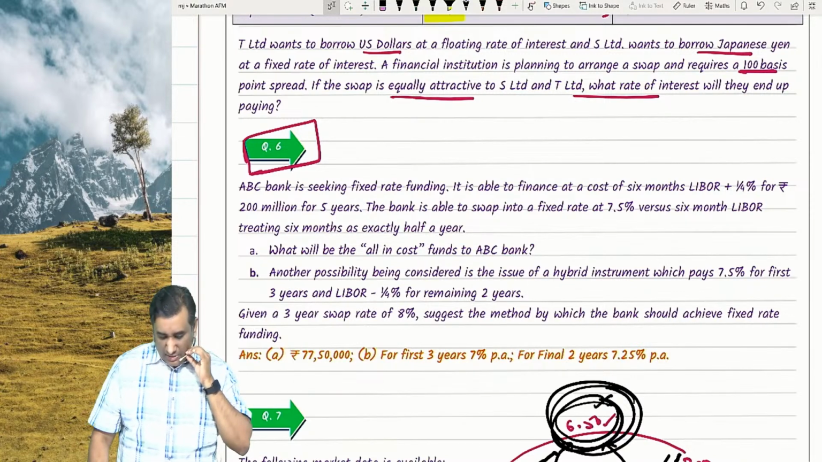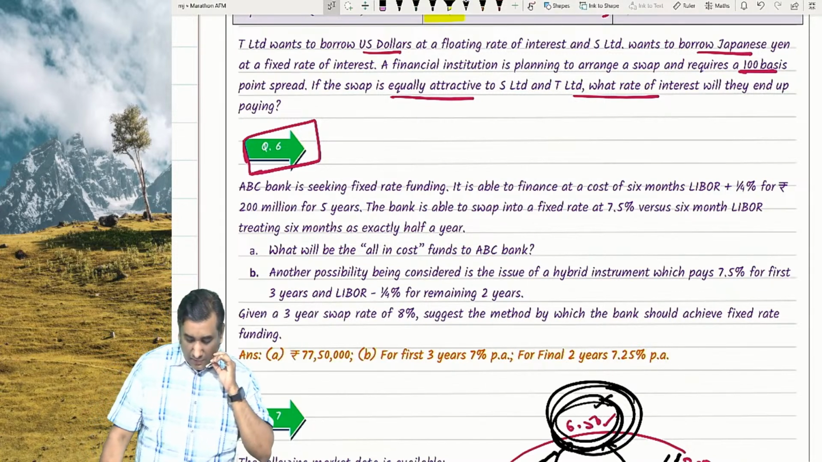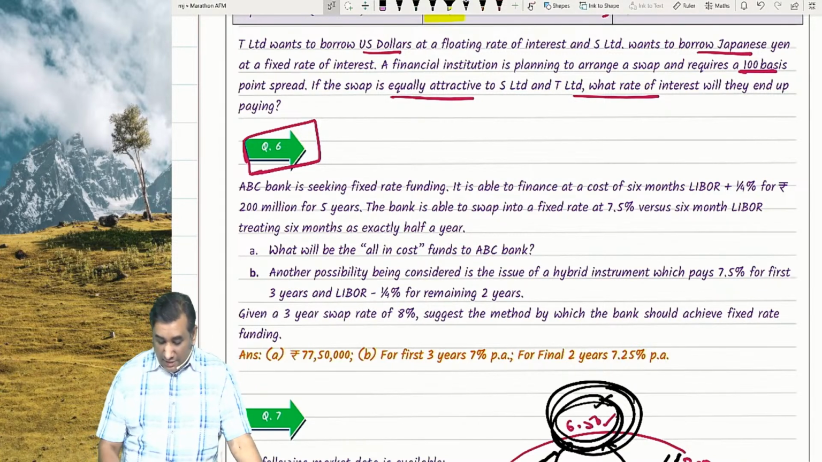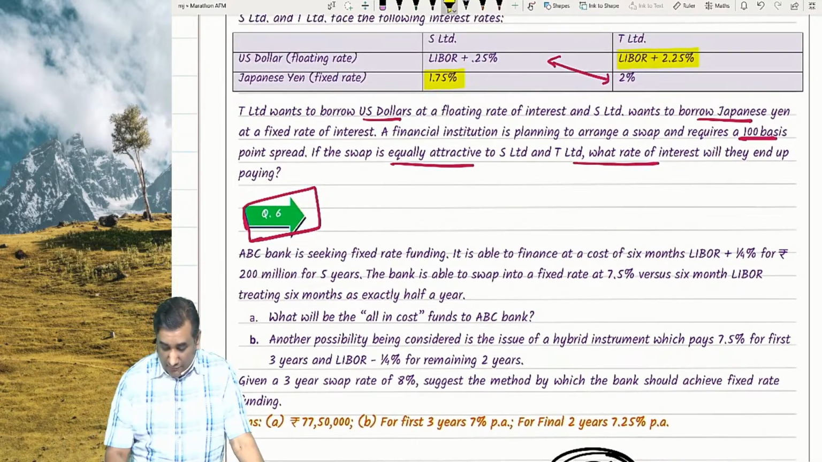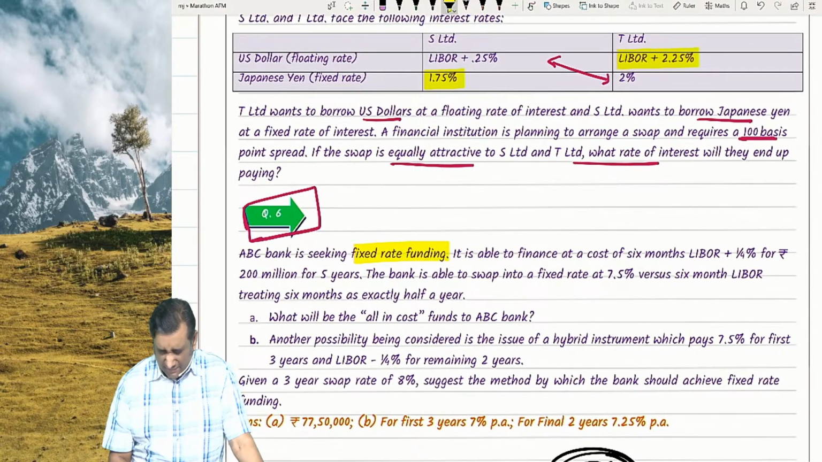It says ABC Bank is seeking fixed rate funding. Now understand the feeling of the first line itself. ABC is a bank, they want to raise a fund and they are looking for fixed rate funding.